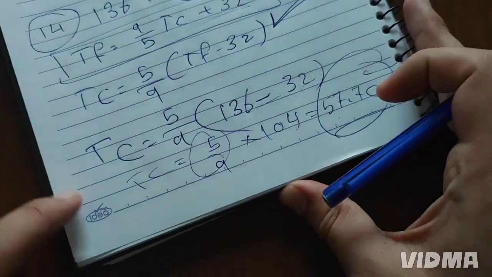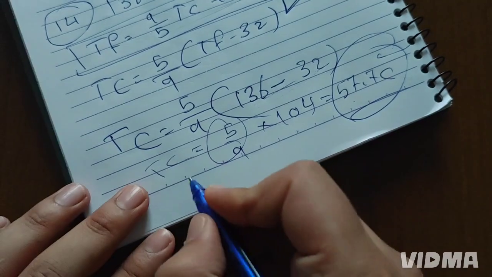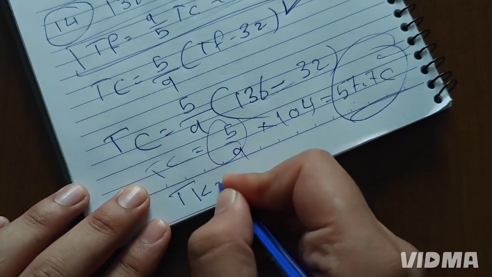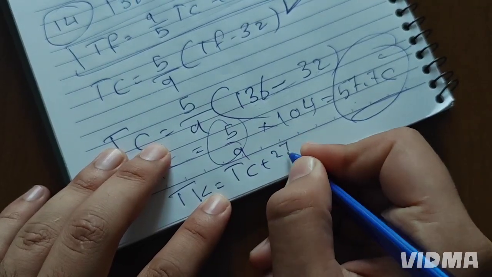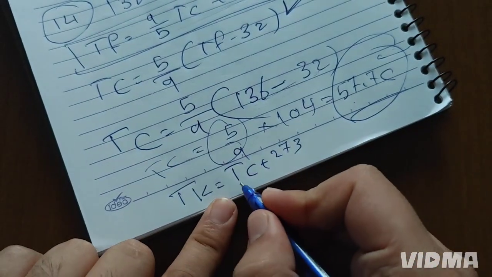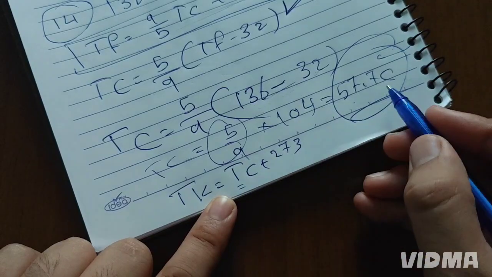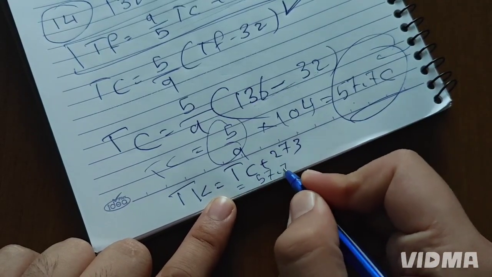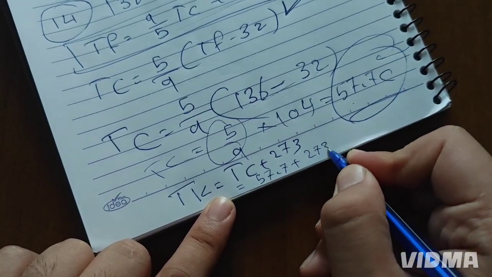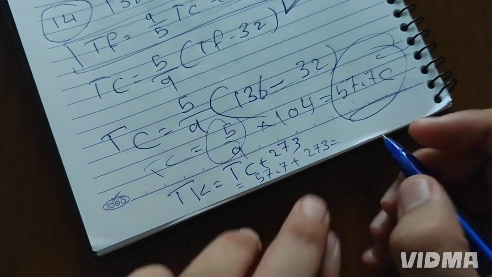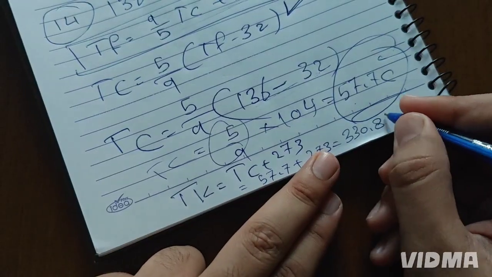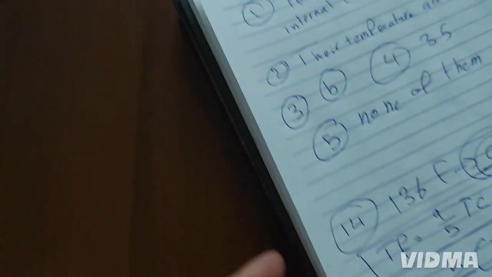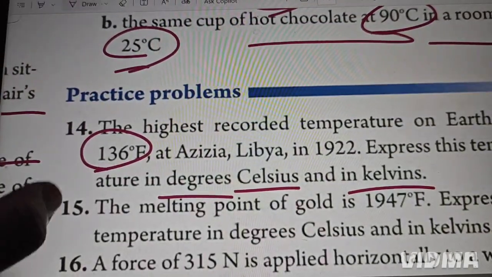Make it in Kelvin. How do we make it Kelvin? We have another rule: T Kelvin is equal to T Celsius plus 273. Use this rule. We found the temperature in Celsius, 57.7, and add it to 273. The answer will be 330.8 Kelvin. This is the answer in Kelvin. Good. This is the answer of question 14.